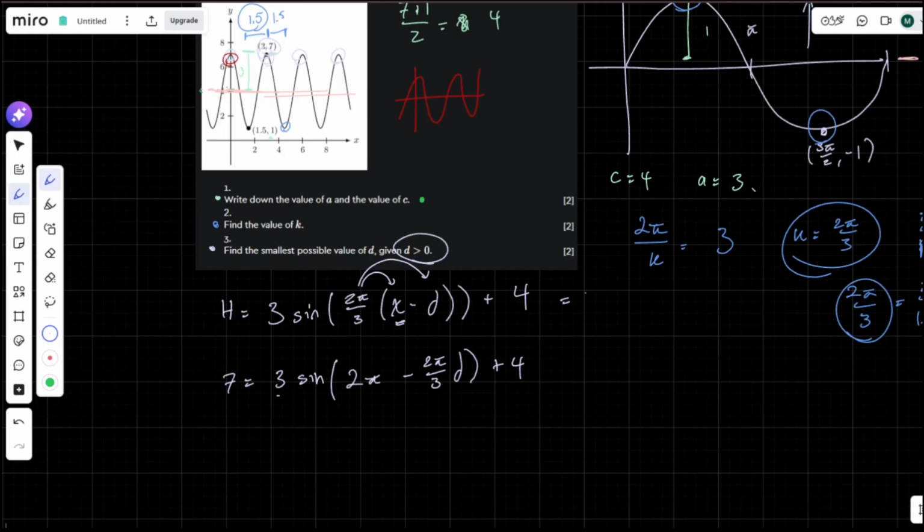And we're just going to rearrange this and simplify it a bit. So if I take 4 away from both sides, we're going to get 3 equals 3, and then the rest of it. If I then divide by 3, I'm going to get 1 equals sine of 2 pi minus 2 pi over 3d. Okay, brilliant. I want to get to this point.